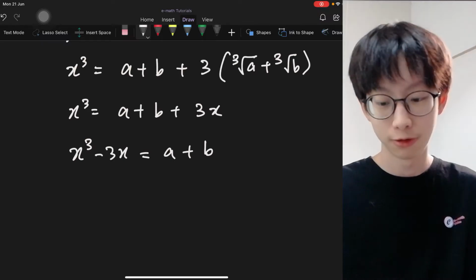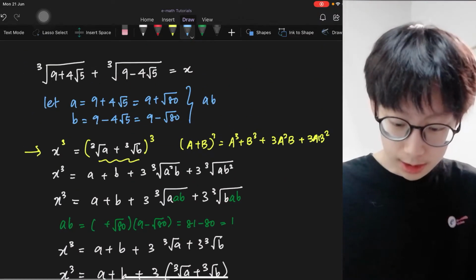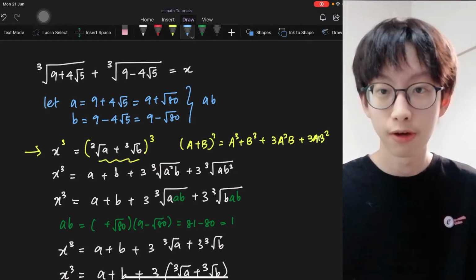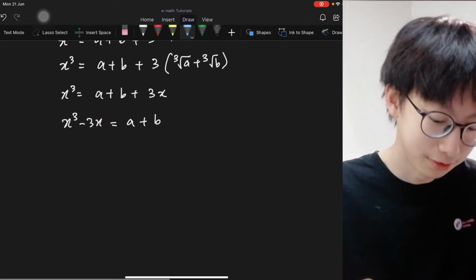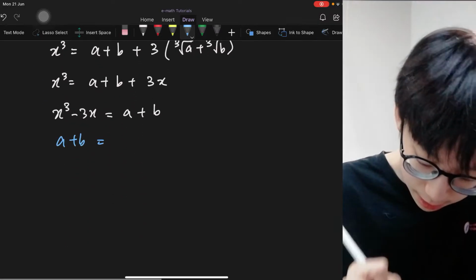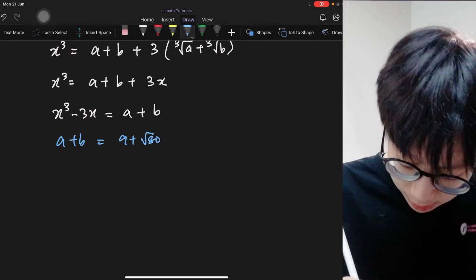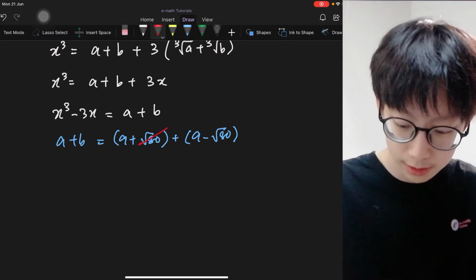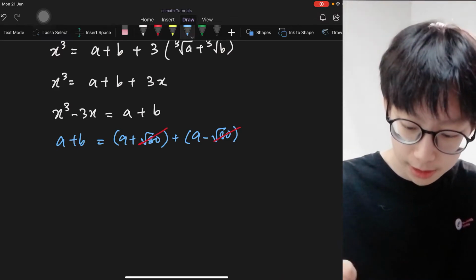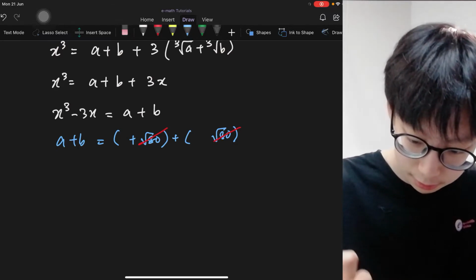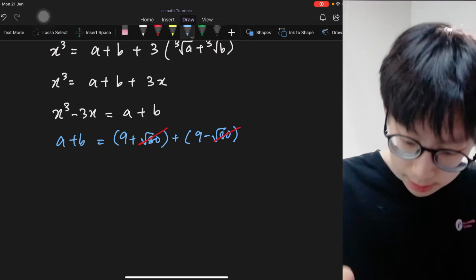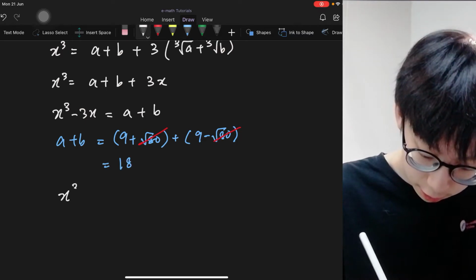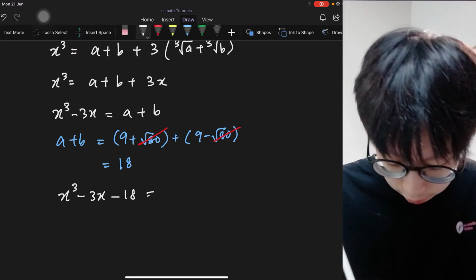And what is a plus b? I told you earlier. Okay, let me just write it down for you. a plus b is 9 plus the square root of 80 plus 9 minus the square root of 80. So what you do here is just get rid of the square roots. 9 plus 9 is 18. So you can write this as x cubed minus 3x minus 18 equals 0.